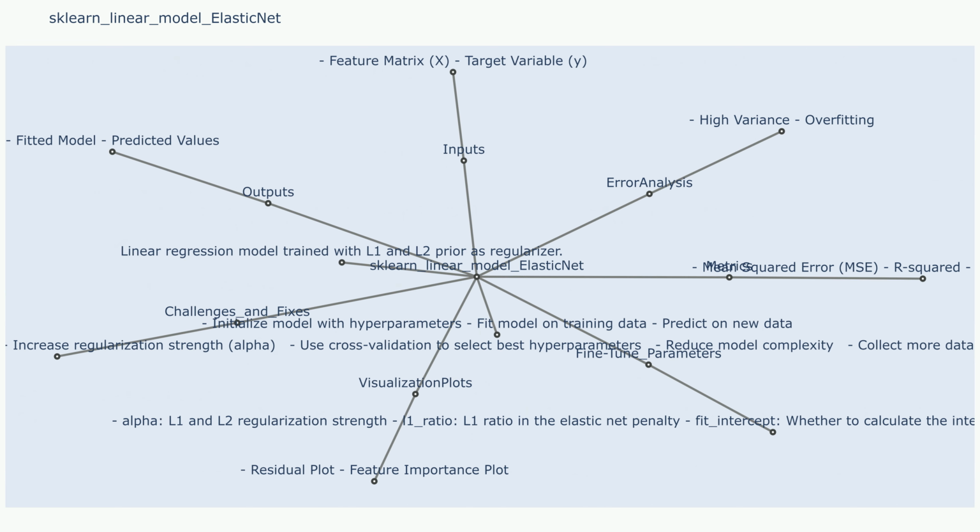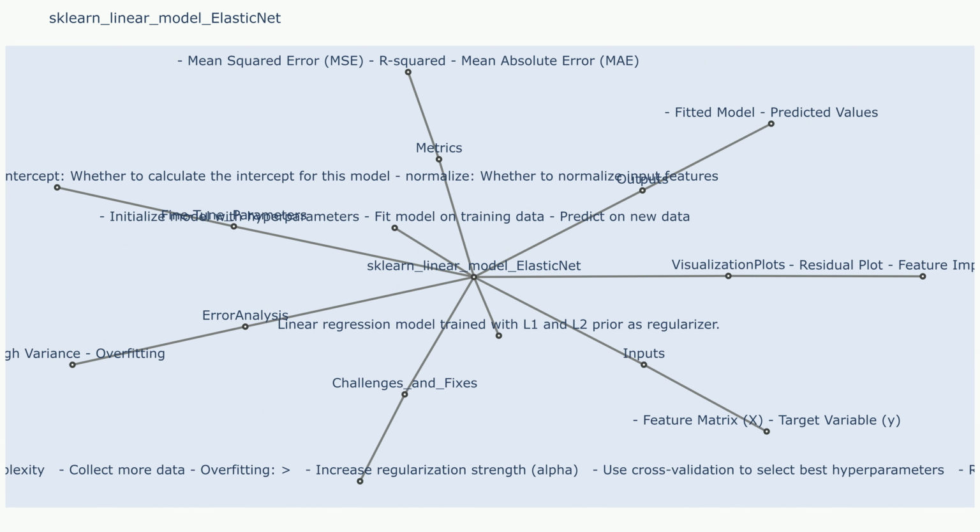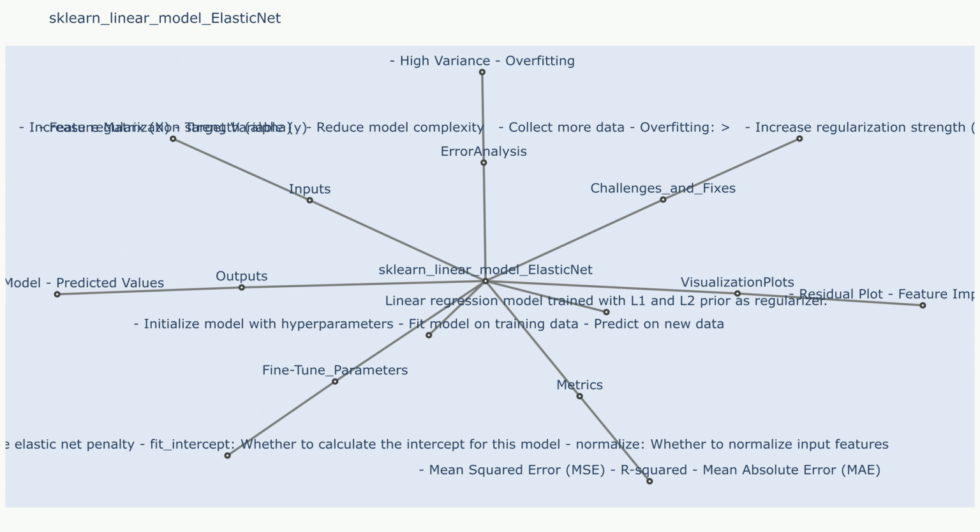Inputs. X, a 2D array of shape n_samples, n_features, representing the independent features. Y, a 1D array of shape n_samples, representing the dependent target variable. Outputs. coef_, a 1D array of shape n_features, representing the coefficients of the linear model. intercept_, a float representing the intercept of the linear model.